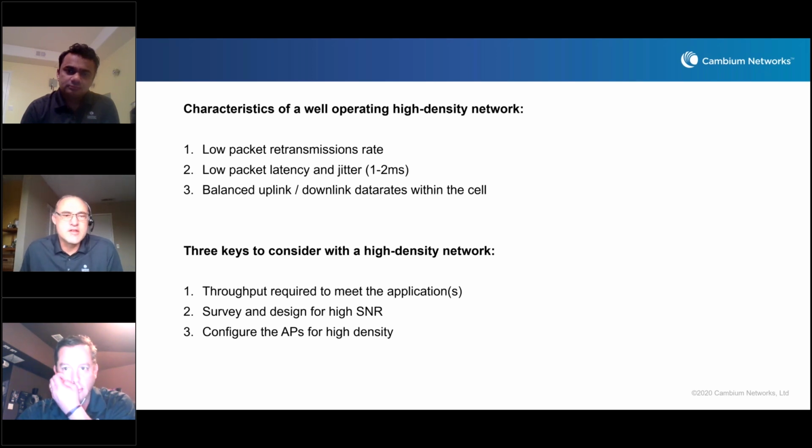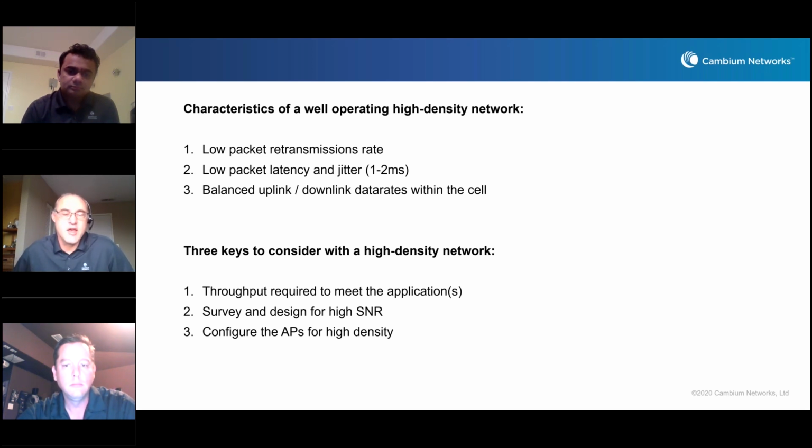Today we're going to skim across the surface of 3 keys to consider when you design the high-density network. We're going to talk a little bit about the throughput required to meet the applications, some of the typical numbers that you might see. We're going to talk about the SNR, signal to noise ratio, that you need to consider, and how that impacts the way you design the network. And we're going to talk about the configuration of the APs.